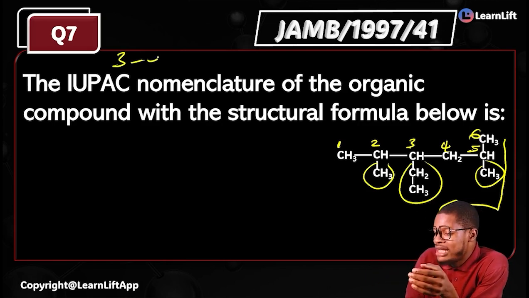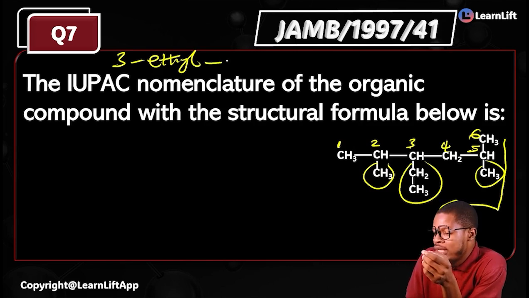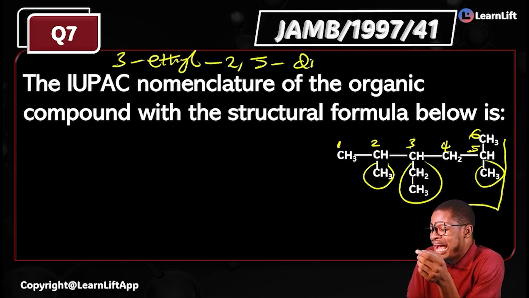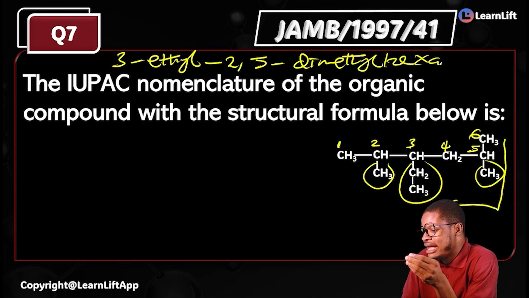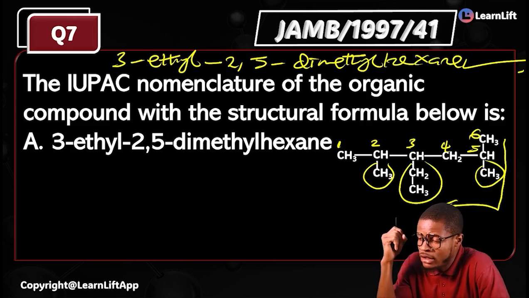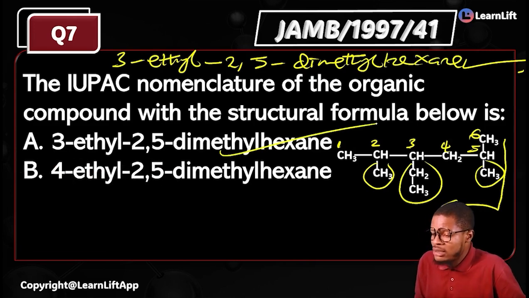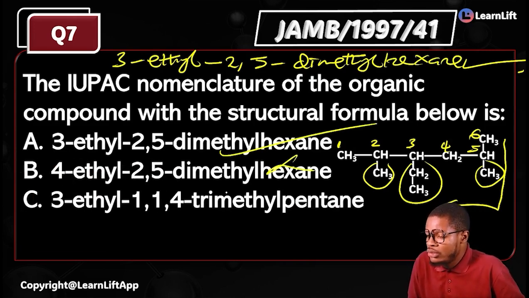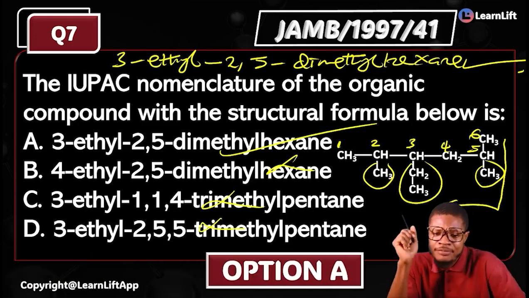So what's the name? It's going to give you 3-ethyl, right? 3-ethyl. Then carbon 2 and carbon 5 as methyl. 3-ethyl, 2,5-dimethyl. What's the parent name now? 6 will be hexane. That's the answer. Option A says 3-ethyl, 2,5-dimethylhexane. Correct. Option B, never. Option C, no. Option D, no. What is the answer? Option A becomes the correct answer.